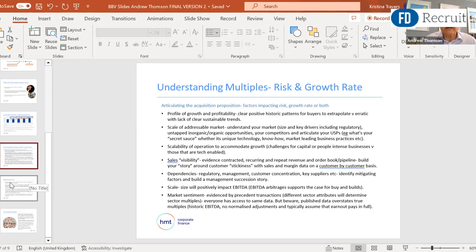Market sentiment is really evidenced by present transactions. Looking at some of the above examples, different sectors will have different attributes, and that does determine the multiple. Everyone will have access to the same data, so when you come to think about valuing your business and putting it up for sale, you do need to reference it back to those present transactions. What I would say though is published data does overstate the true multiples, because the EBITDA is quoted on historic EBITDA. They don't normalize adjustments, and they typically assume an earnout's been paid in full.